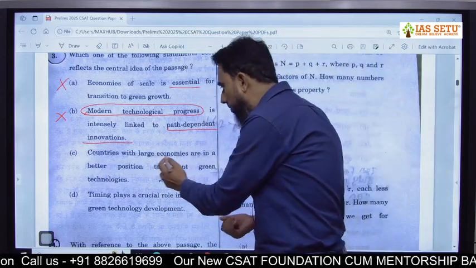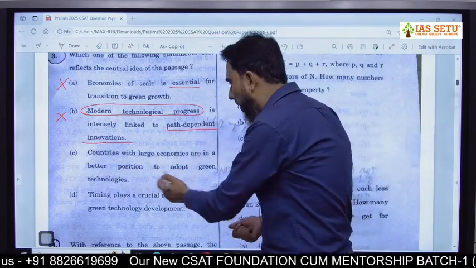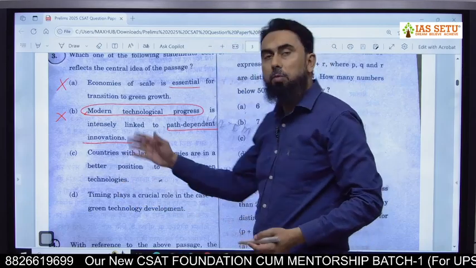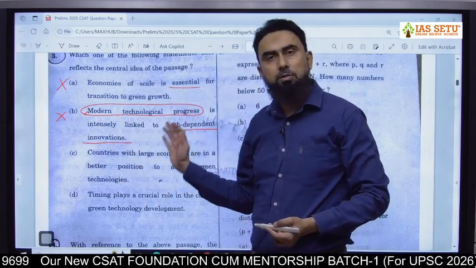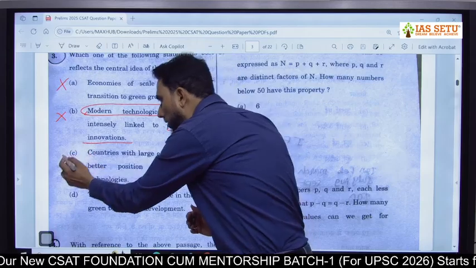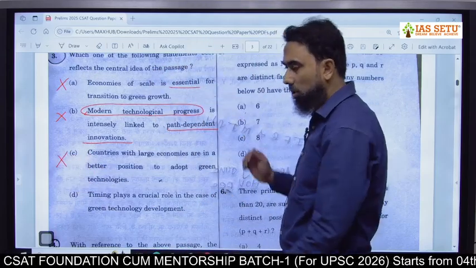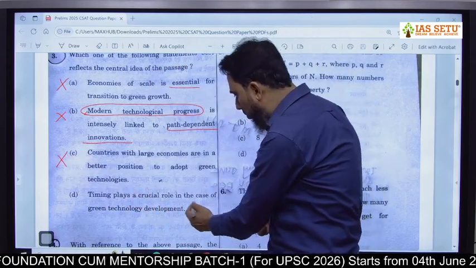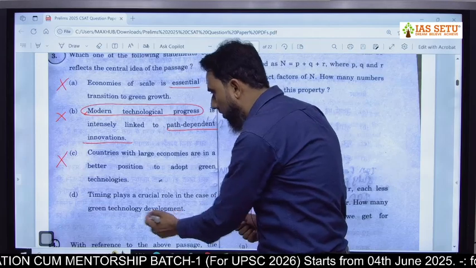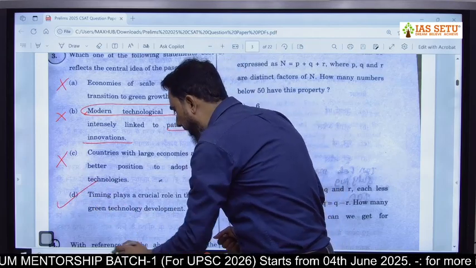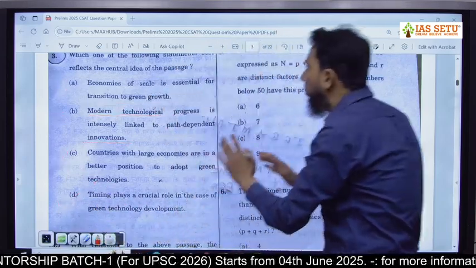C says countries with large economies are in a better position to adopt green technologies. Maybe, but it does not represent the passage, right? As a central idea, it should be the point of the passage. D is the best option. Timing plays a crucial role in the case of green technology development. Where is the data support for this?